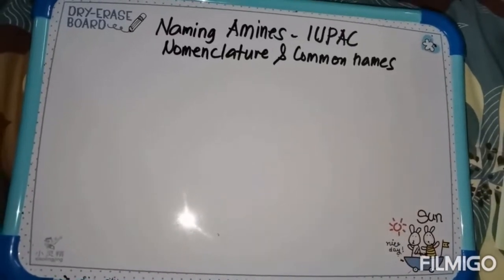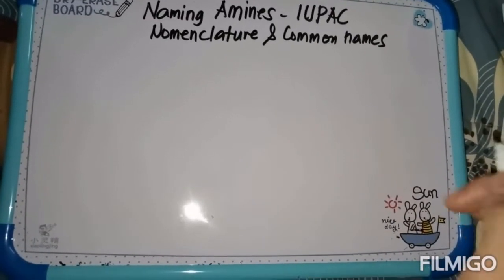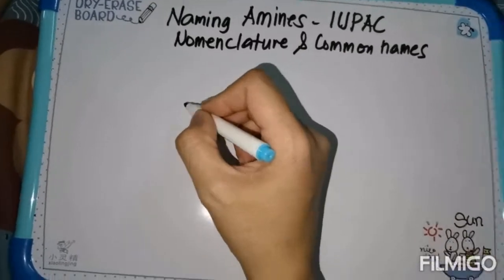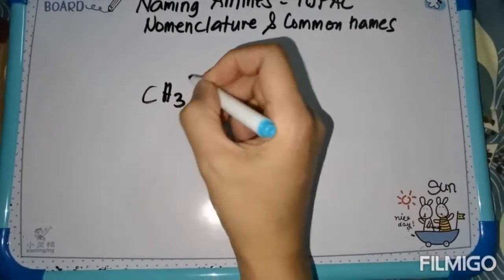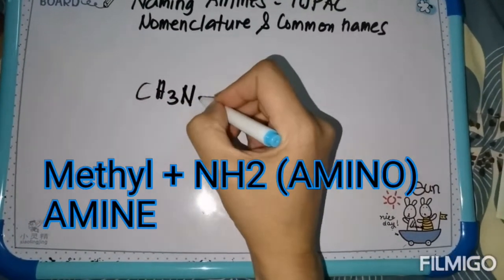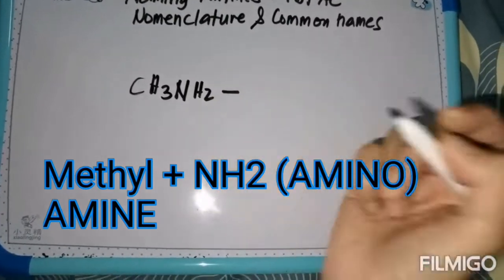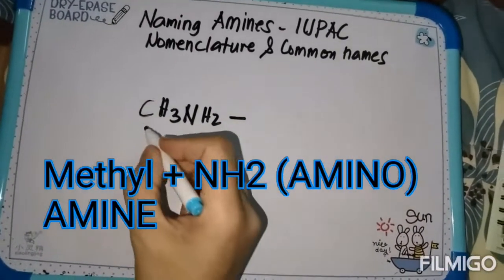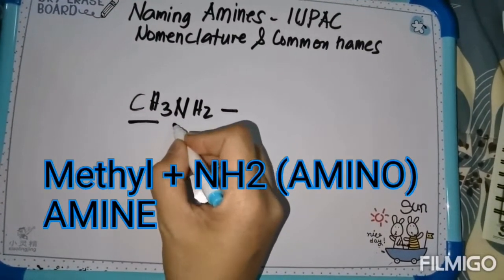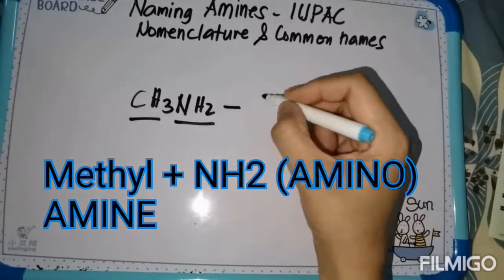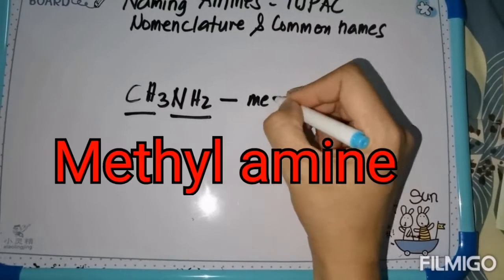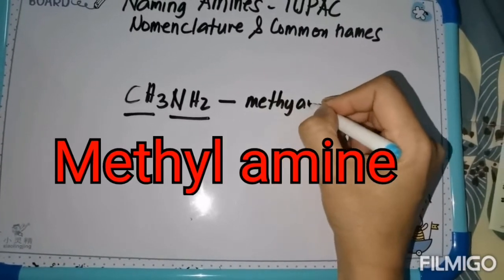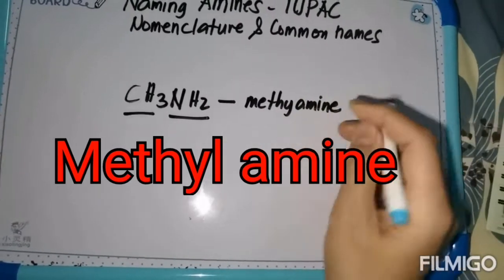Okay, let's begin with a simple example of this amine. I have here a methyl with an amine. So how could you name this particular molecule? Methyl, and this is amine. So we name this as methylamine as functional group.